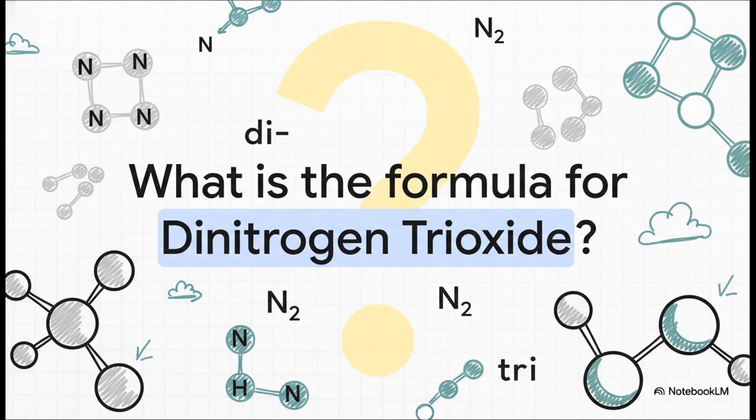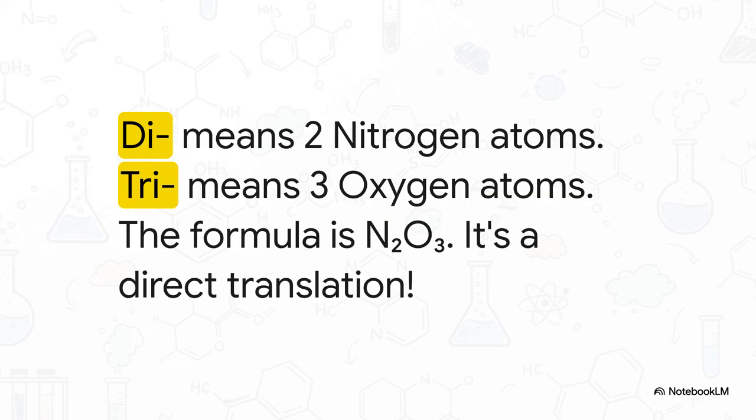So let's try it out. If I tell you the name is dinitrogen trioxide, what do you think the chemical formula is? Just translate the prefixes. That's it. Di tells you there are 2 nitrogen atoms. Tri tells you there are 3 oxygen atoms. So the formula is simply N2O3. It's a direct translation. And this is exactly why water, H2O, can be called dihydrogen monoxide. 2 hydrogens, 1 oxygen. Makes sense now, right?